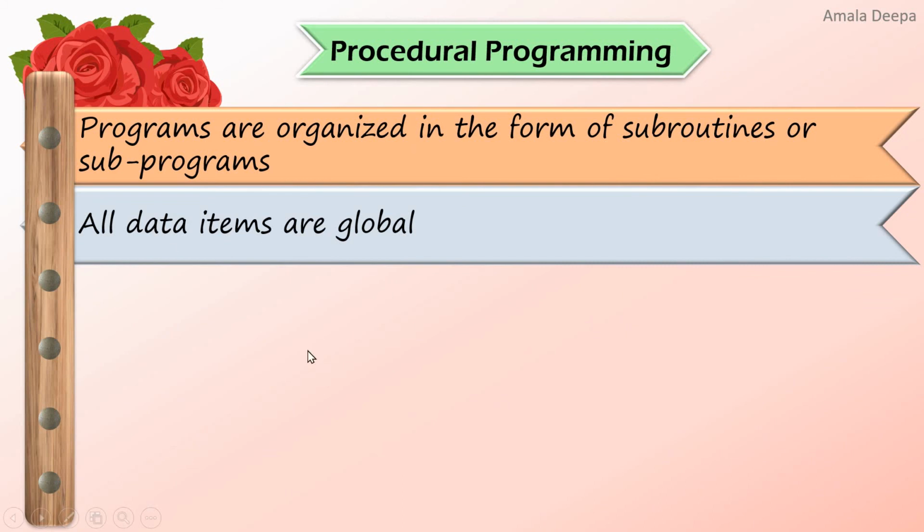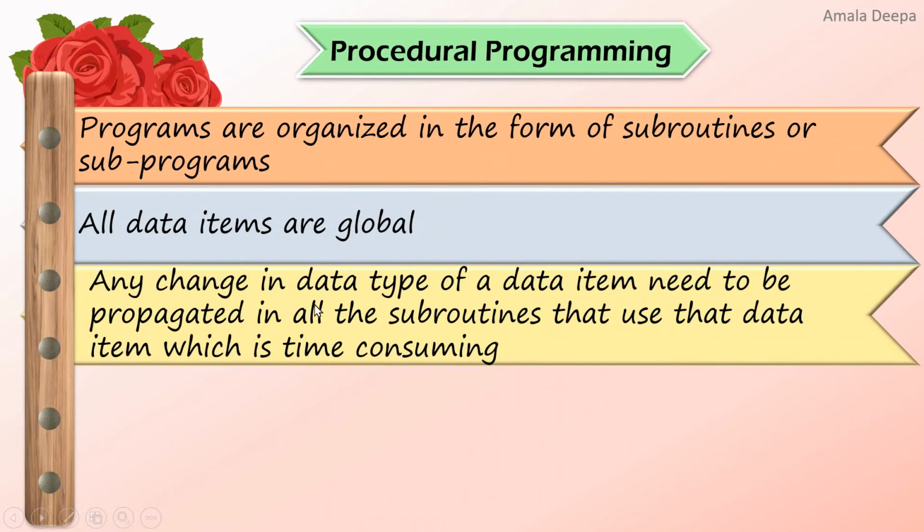Since data items are global, any change in data type of a data item needs to be propagated in all the subroutines that use that data item, which is time consuming. That is, if you want to make any change in a data item, you have to make changes in all the subroutines that use that data item. This is a disadvantage in procedural programming.